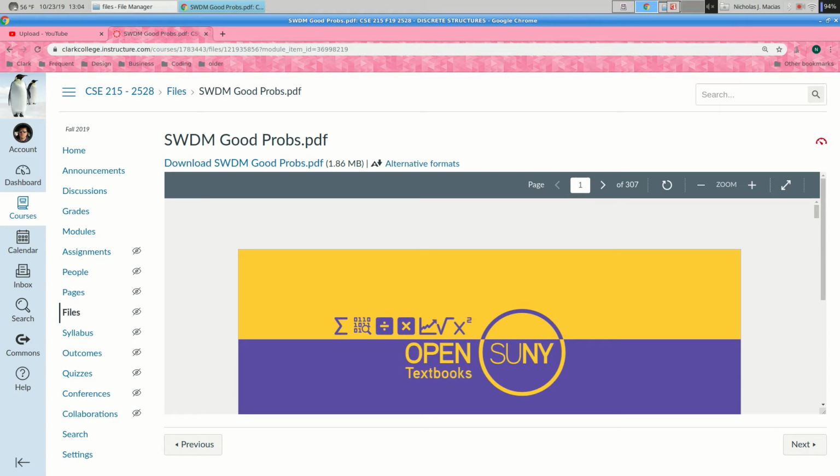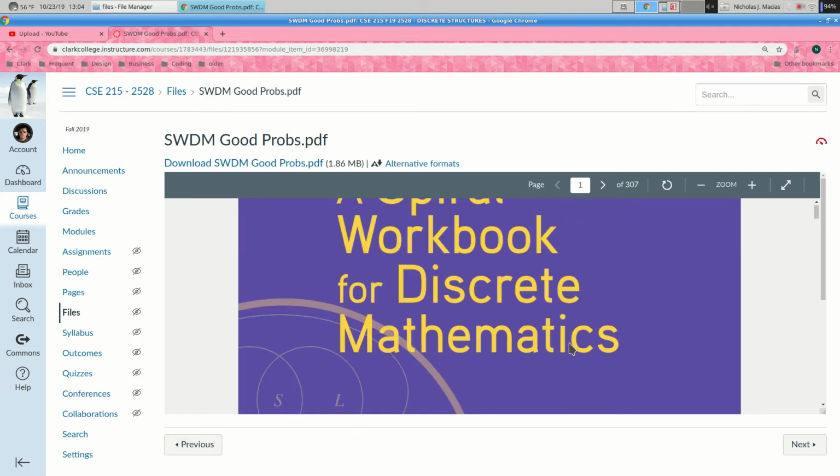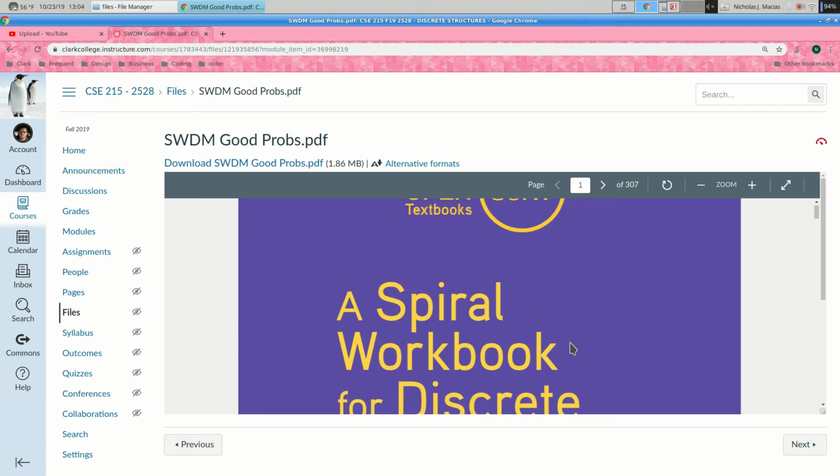All right, so on Canvas, I have a link to another book, and it's called SWDM, the Spiral Workbook for Discrete Mathematics. And I like this one because it has really good problem sets in it. I thought they were good problem sets.